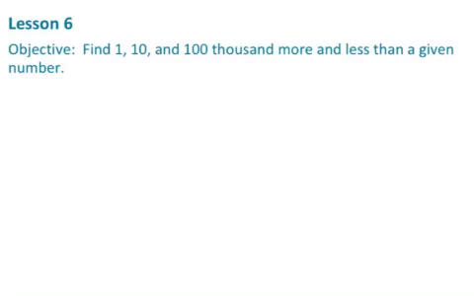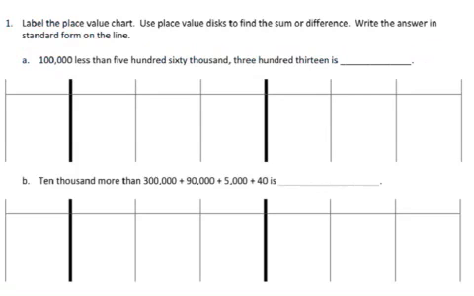This is grade 4, Module 1, Lesson 6, and the objective in this lesson is to find 1, 10, and 100,000 more or less than a given number. So we're going to be looking at homework problem number 1, and I'm going to do A and B for you. So the directions say label the place value chart, use place value discs to find the sum or difference, write the answer in standard form on the line.